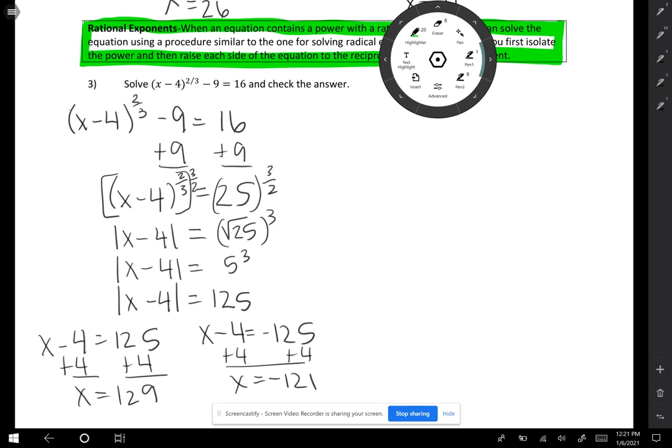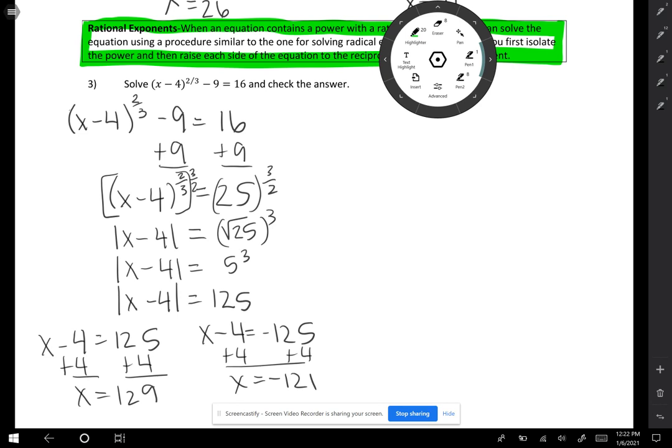So whenever you are raising to a rational exponent that has a denominator that's even, you are going to have two possible answers there. Now we need to check both of them.